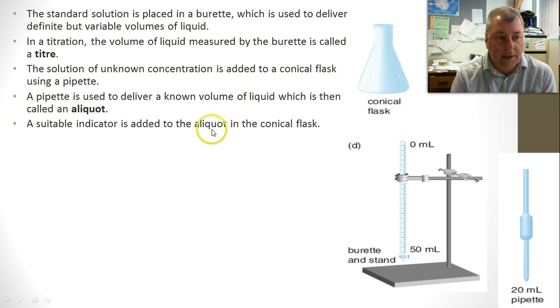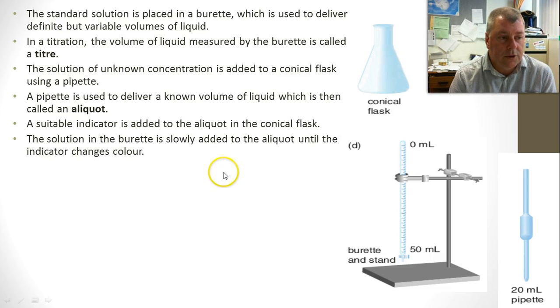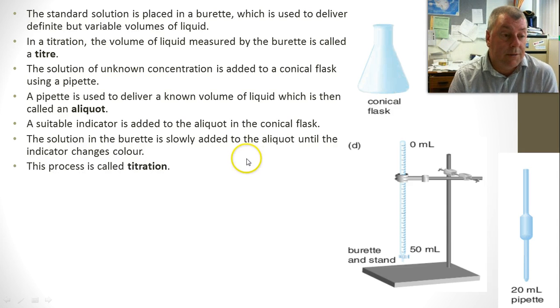A suitable indicator is also put in the conical flask, so you have in here your unknown plus an indicator, because this is usually an acid or a base depending on what you're using. And the solution in the burette is slowly added to the aliquot until the color changes, or the indicator changes color. And this process is actually the titration process. So some of you may have done this. I'm going to go through a little animation shortly, and then when we actually do the prac, you'll get a chance to do it as well.